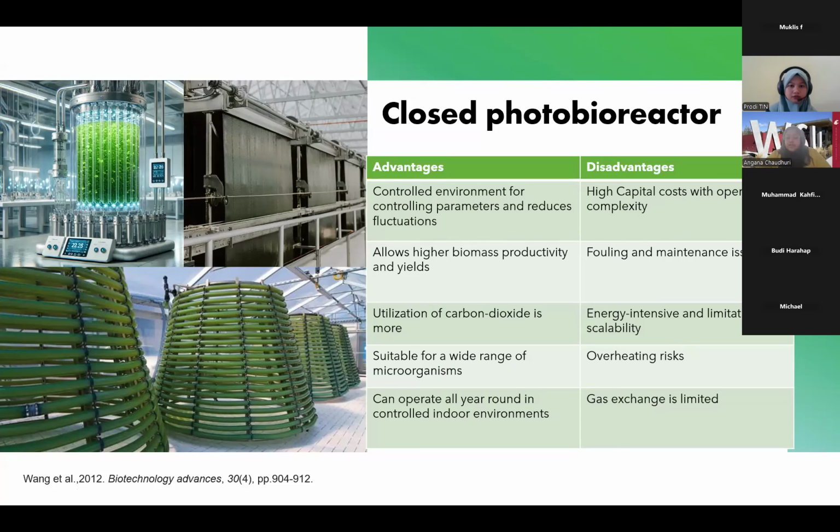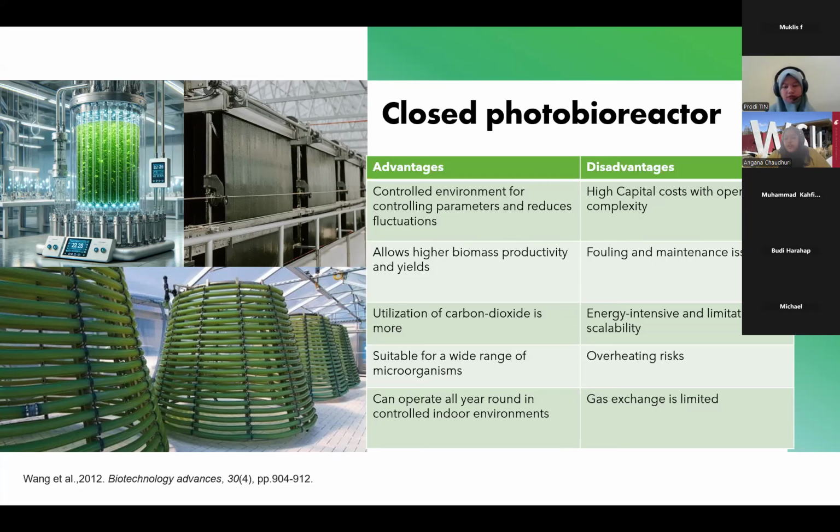And thus, it has some advantages, which is like the controlled environment and can reduce the fluctuations present. It can allow us to have higher biomass productivity and also help us in utilizing more of the carbon dioxide. It also helps us in utilizing a wide range of microorganisms. Like in some of the recent studies, people have been doing algae bacteria consortium, where the bacteria along with the algae helps in increasing the biomass productivity. And then finally, it can operate year round and in morning and night, as it is utilizing artificial sunlight.